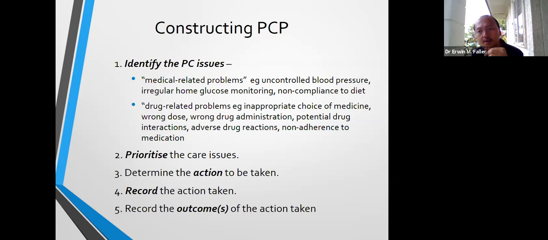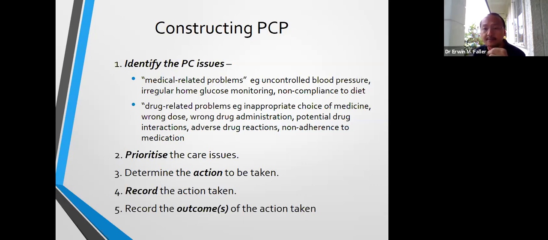At the same time, number three would be to determine the action to be taken. After you have identified the issues and the priority, you'll be able to have certain interventions or actions to be given for that. For example, what are you going to do if there is an uncontrollable blood pressure? How will you monitor your patient and achieve the outcome or the goal that you want to have?